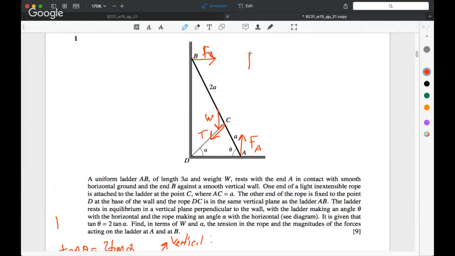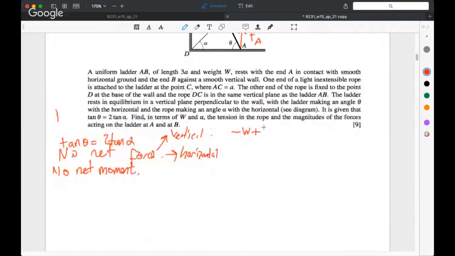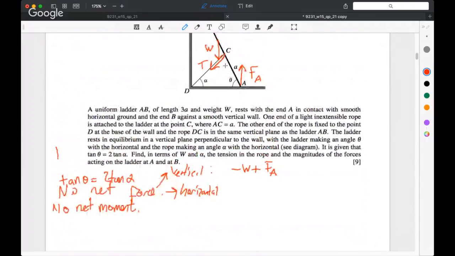Okay. So we'll call the upwards direction positive, which means that the weight is acting in the negative direction. So we have minus W plus this force FA. But we also have some component of T. And in order to figure out what that component is, we need to figure out what angle this makes to the vertical. I seem to remember figuring that out: this angle is alpha plus theta.